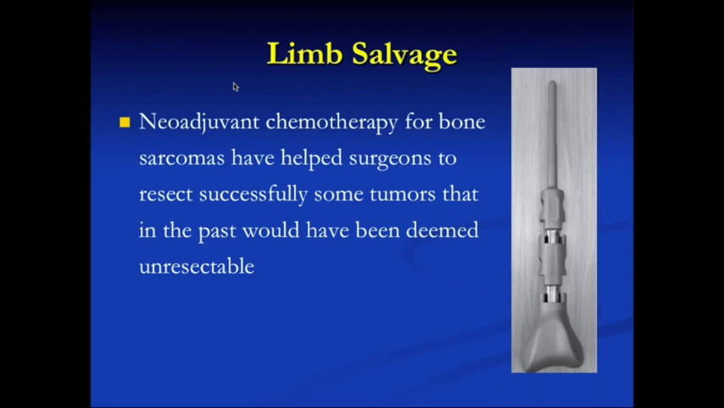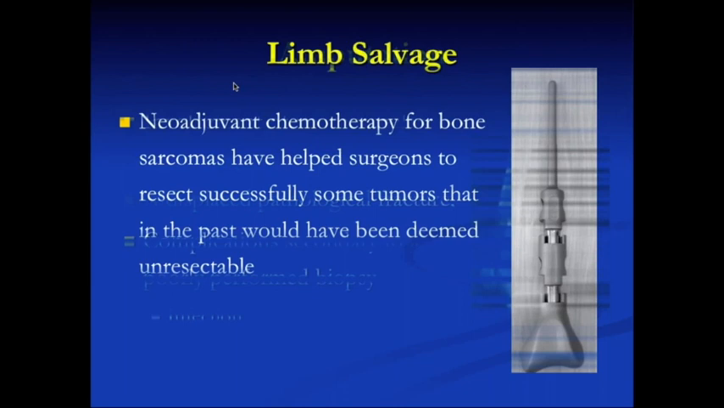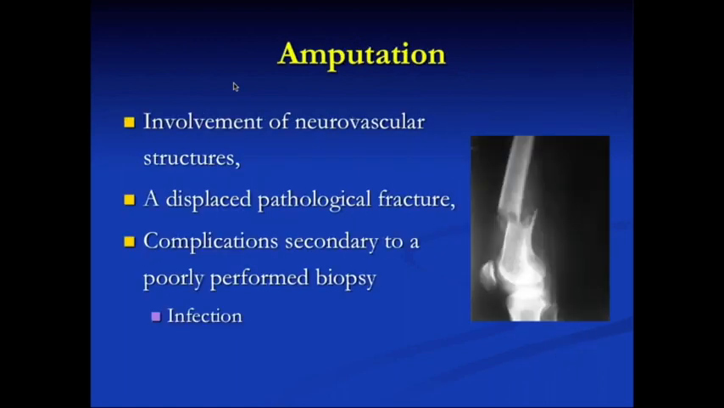Amputation invariably has to be resorted to when there is a neurovascular involvement. That means the tumor is engulfing or surrounding the whole of the neurovascular tissue, or a displaced pathological fracture. Mind you, it needs to be a displaced pathological fracture. Just a break in the cortex is not an indication for an amputation. And a complication secondary to a poorly performed biopsy. This is one of the commonest causes of amputation in our country, where the biopsy scar becomes infected, or the wound dehisces, or the scar is so big, huge, or wrongly placed that limb salvage is not possible.